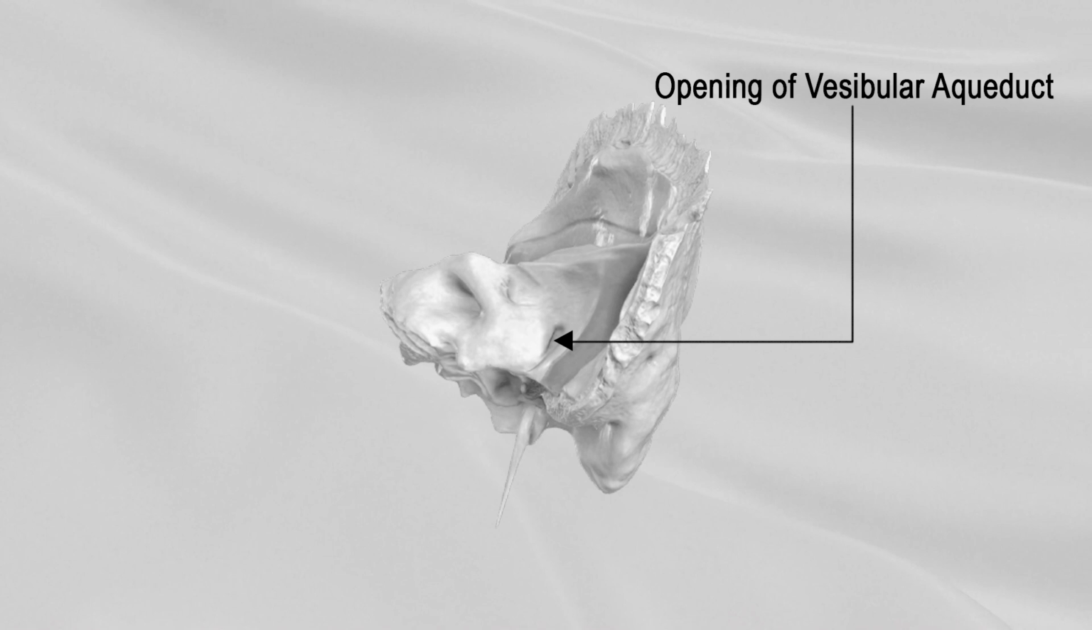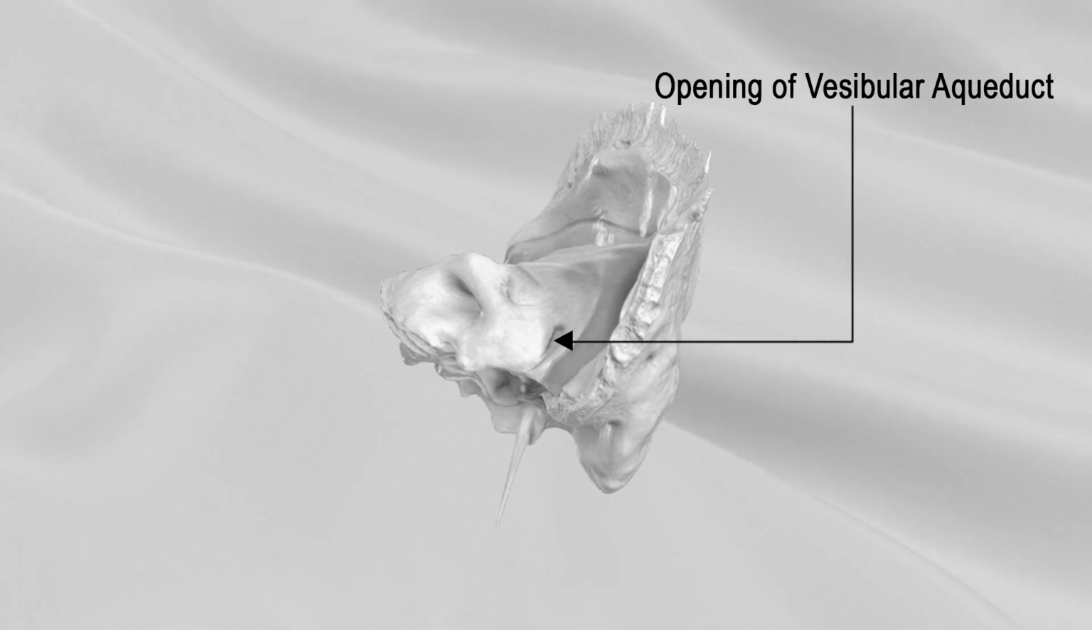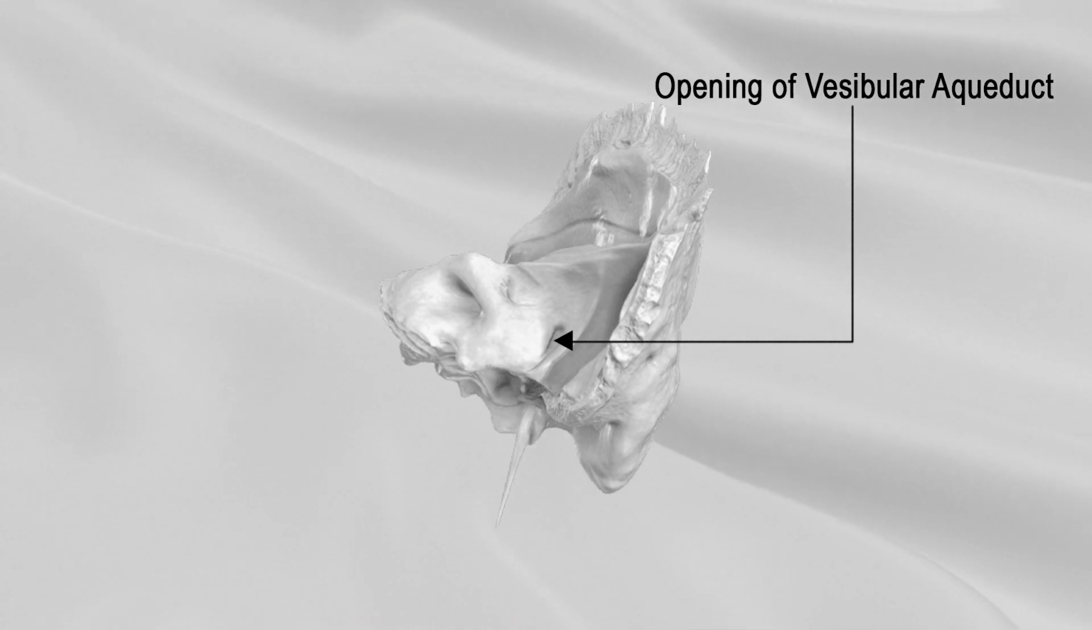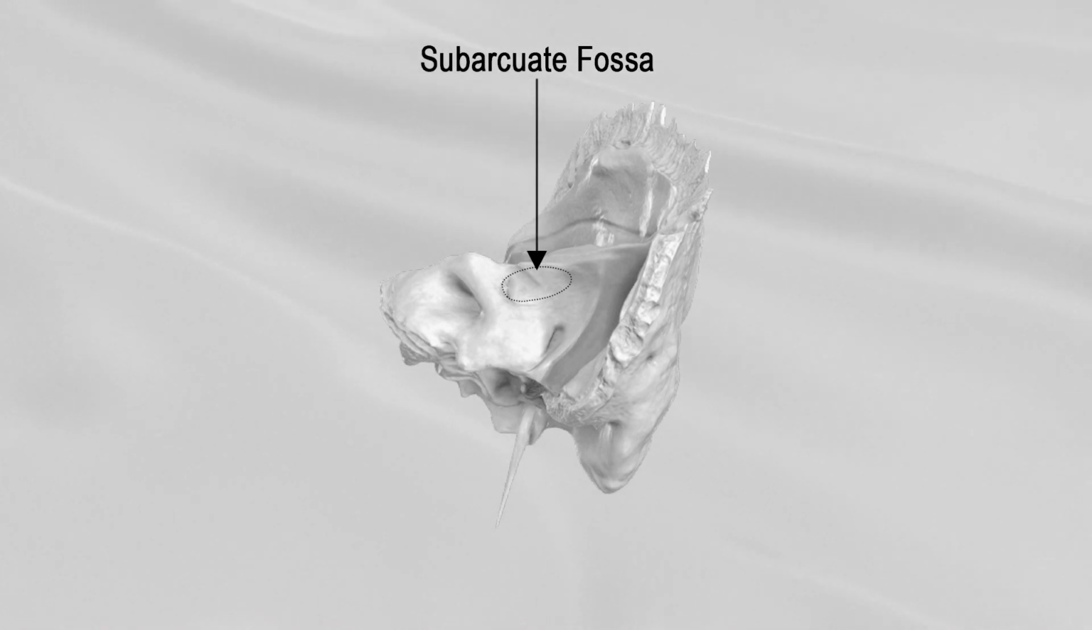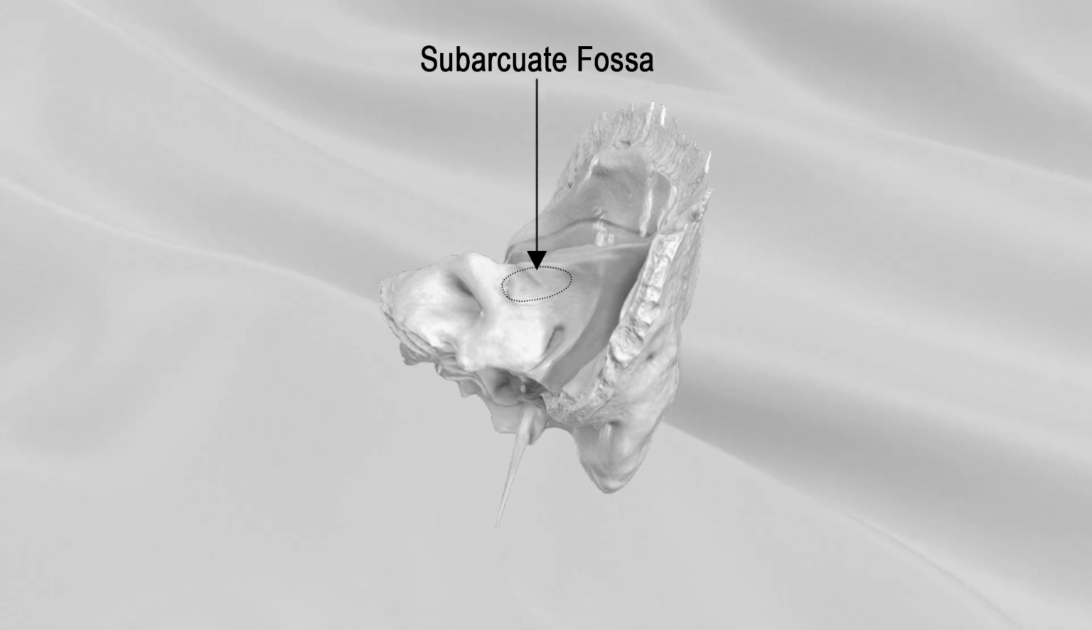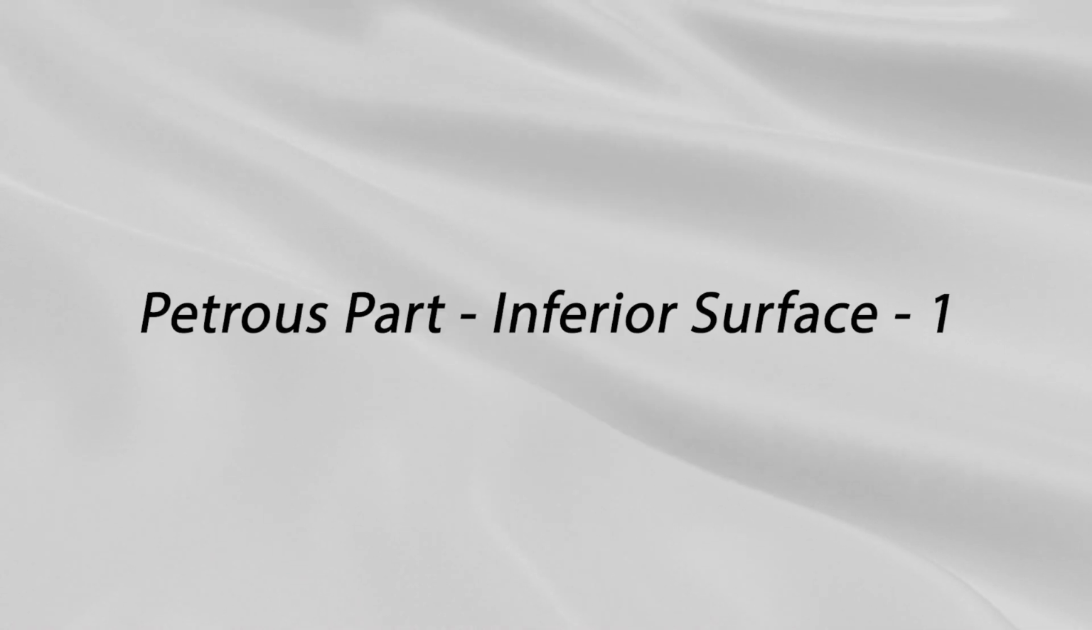The external opening of the vestibular aqueduct lies behind the internal acoustic meatus. It is a small slit, almost hidden by a thin plate of bone, that transmits the endolymphatic duct. The subarcuate fossa is an irregular depression, above and between these two openings, which is prominent in infants.